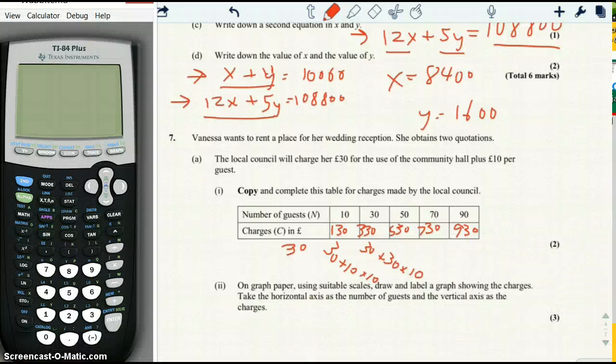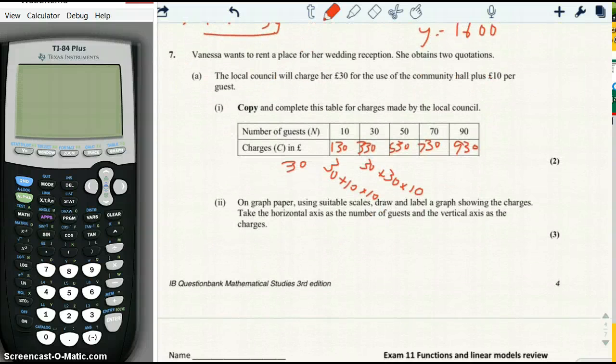Okay, let's finish up the last problem. The last problem has Vanessa renting a place for her wedding reception. She has 2 choices. One is the community hall, which is only £30 to rent plus £10 per person, and then later we're going to see the option for the hotel, which is different first-time usage cost and different per customer cost.